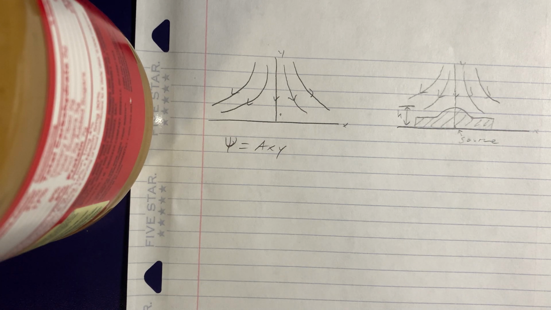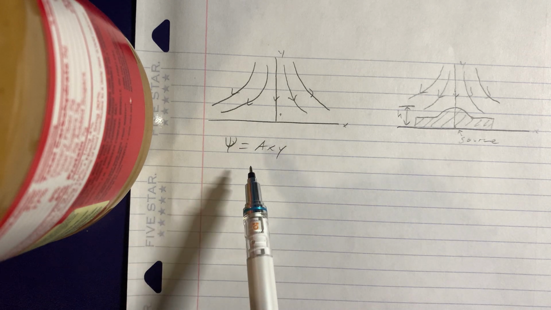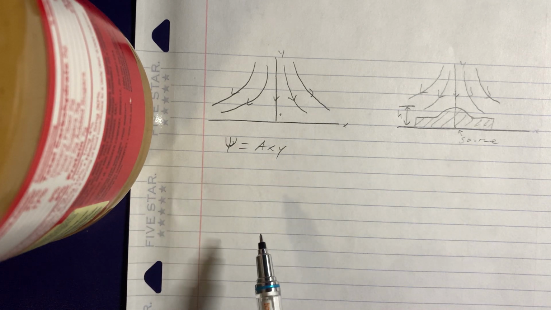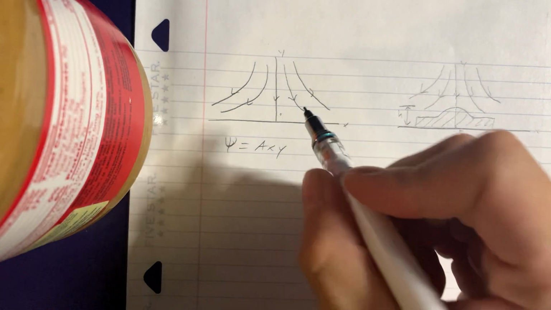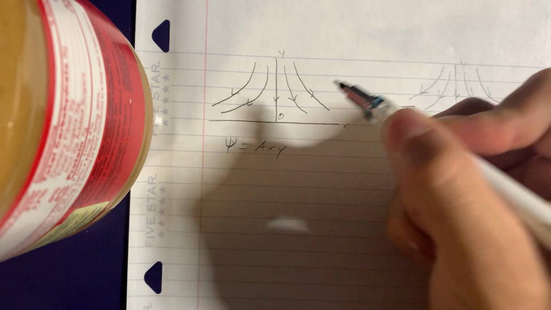Hello, today we're going to be looking at a potential flow against a flat plate fluid dynamics question. This question states that potential flow against a flat plate can be described with the stream function psi equals A times xy, where A is constant. This type of flow is commonly called a stagnation point flow since it can be used to describe flow in the vicinity of the stagnation point at O, which is here.